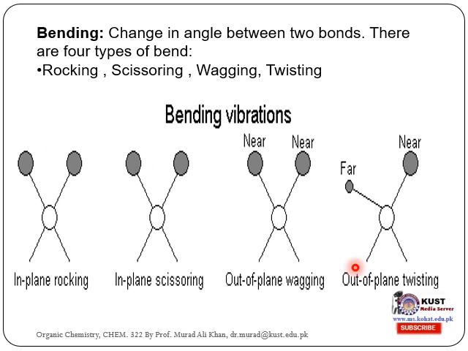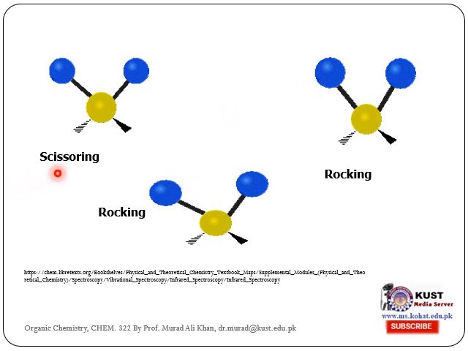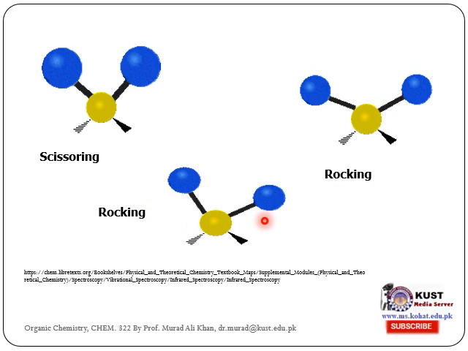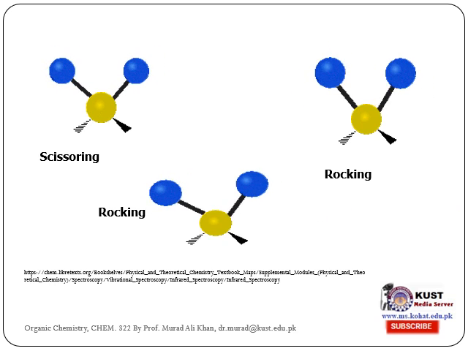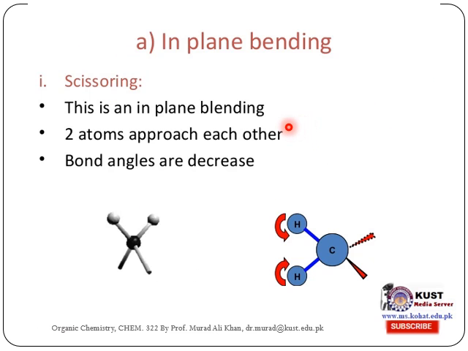As we have previously discussed, in the stretching vibration there is a change in the bond length, but in the bending vibrations there is a change in the bond angle. These are scissoring, rocking, and wagging. In-plane bending, scissoring. This is an in-plane bending. The two atoms approach each other, bond angles are decreased.